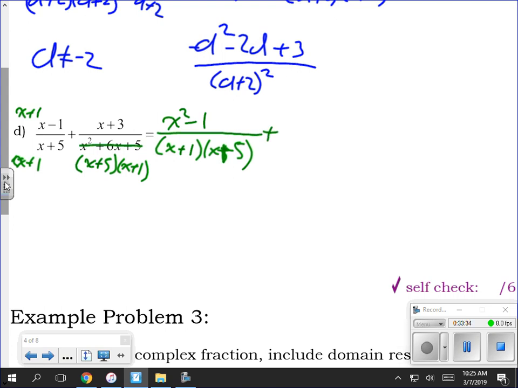Plus, there is nothing in the first denominator that's not in the second denominator, so my second fraction does not change. X plus 1, X plus 5, and X plus 3 in the numerator.